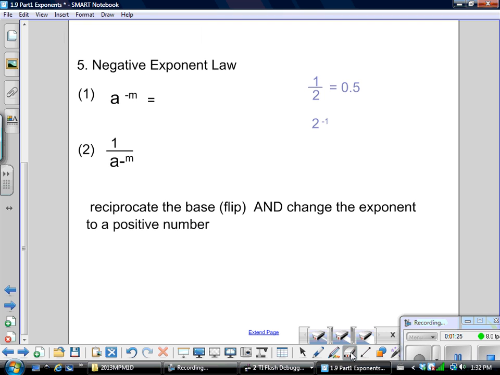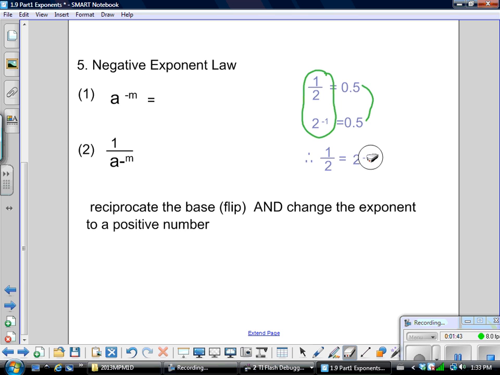So really what we found out in this case, just like the other one, is that both of these equal 0.5. That means this and this also must be equal to each other. So in fact, what you found is, therefore, 1/2 equals 2 to the negative 1.